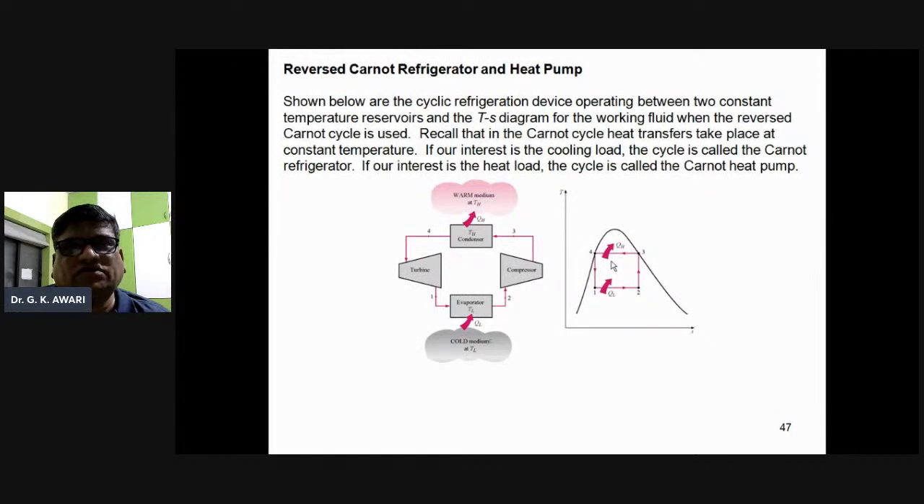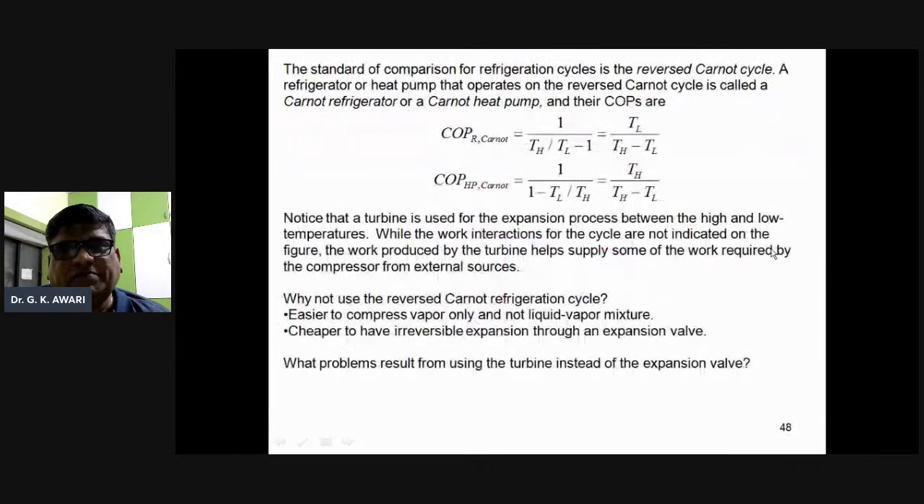Then the reverse Carnot refrigerator and heat pump. You can see here the Carnot refrigeration cycle: a cyclic refrigeration device operating between two constant temperature reservoirs, and the temperature-entropy diagram for the working fluid when the reverse Carnot cycle is used. Recall that in the Carnot cycle, heat transfer takes place at constant temperature. If our interest is the cooling load, the cycle is called the Carnot refrigerator. If our interest is the heating load, the cycle is called the Carnot heat pump.